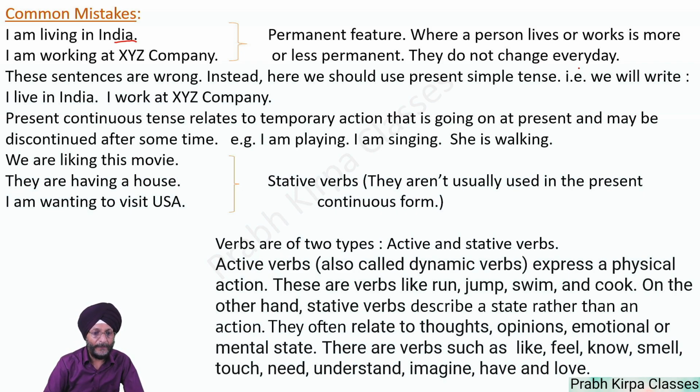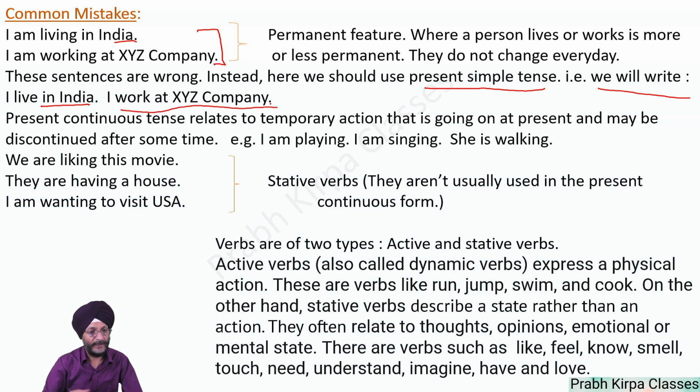So when we talk about permanent feature, we have to use present simple tense. So these sentences are wrong. Instead, here we should use present simple tense and we should write these sentences as I live in India. I work at XYZ company. We always use present continuous tense when we talk about some temporary action that is going on at present and may be discontinued after some time.